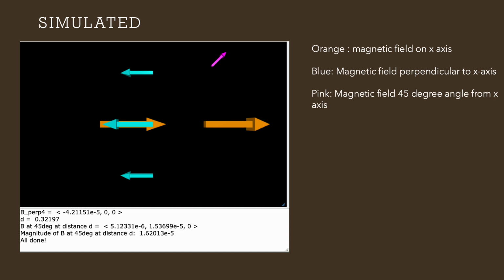So the computer simulation is depicted here. The orange arrows are the magnetic field on the x-axis, the blue depict the magnetic field perpendicular to the x-axis, the pink is the magnetic field 45 degrees from the x-axis. So the simulation calculated our magnitude of the magnetic field at the 45 degrees angle from the x-axis to be 1.62 times 10 to the negative fifth, which is much smaller than the 5.46 times 10 to the negative fifth value that we experimentally calculated. So this is a stark difference that we found.